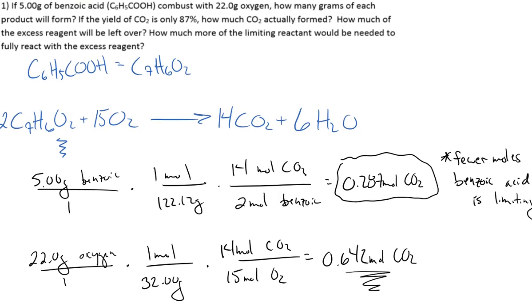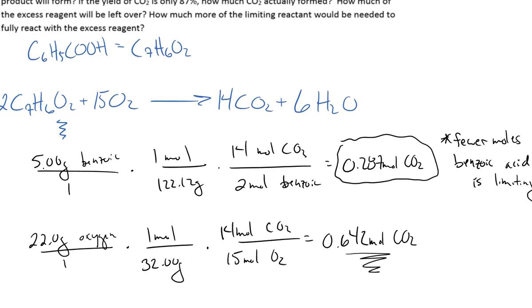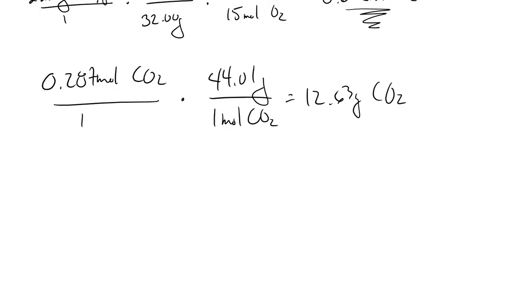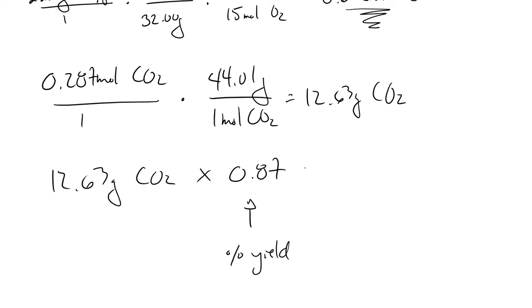Part 2 says, if the yield is only 87%, how much CO2 is actually formed? Let's address that question next. This one is pretty straightforward. We'll take our yield of CO2, 12.63 grams of CO2, and multiply it by 87%, which is our percent yield, and find that in actuality, or our actual yield, is 11.0 grams of CO2. That's part 2 of this question.